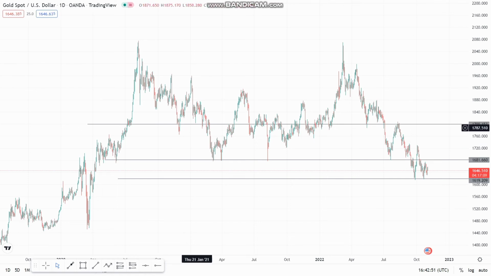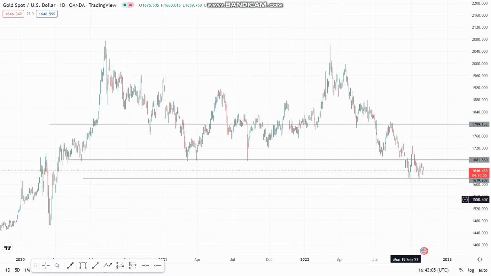I hope you get the concept: first touch, second touch, third touch, and so on. And this was our mid-range. So our mid-range turned into our new support level, resistance level, and we created a new support level right over here.